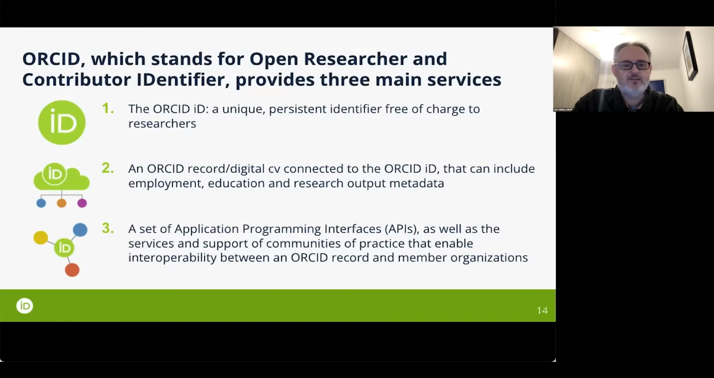And last but not least, we want that data to be reused as much as possible in order to save the researcher from the burden of constantly rekeying that data. So we provide a set of application programming interfaces, APIs, that enable thousands of systems across the scholarly communication ecosystem to connect with ORCID and both make use of that data and in some cases contribute to that data. So next slide, please.